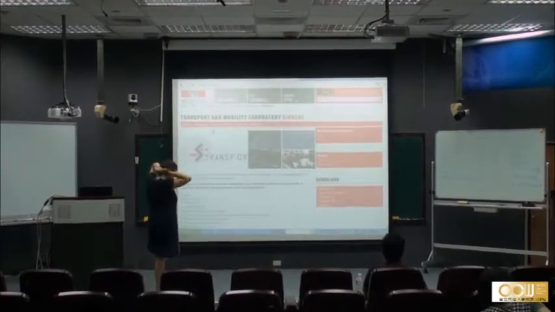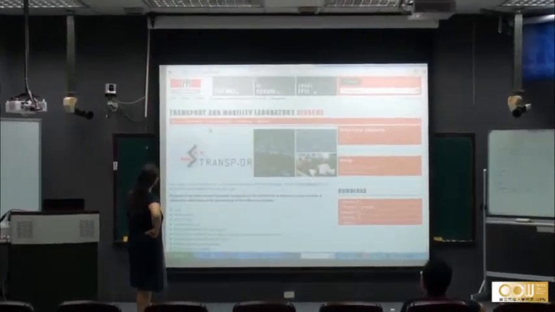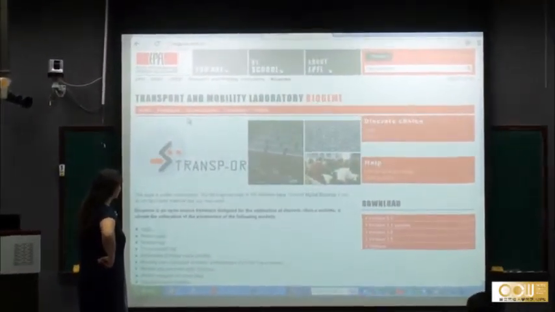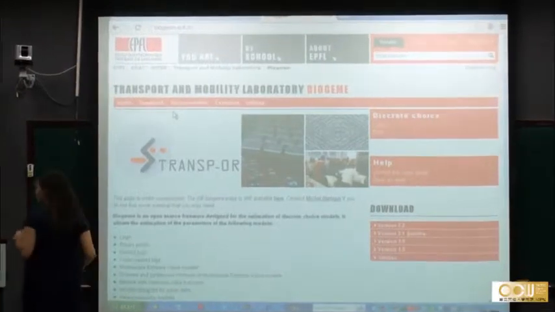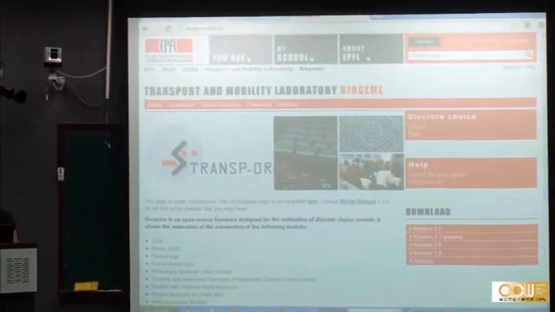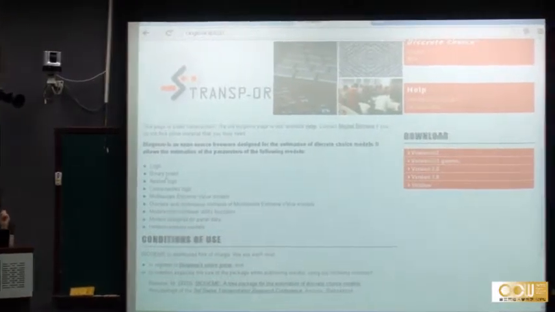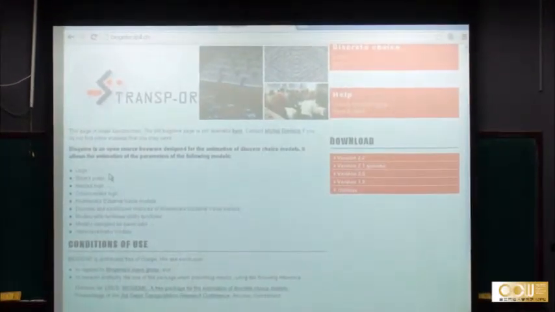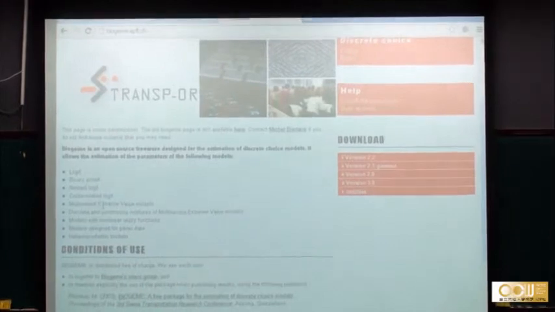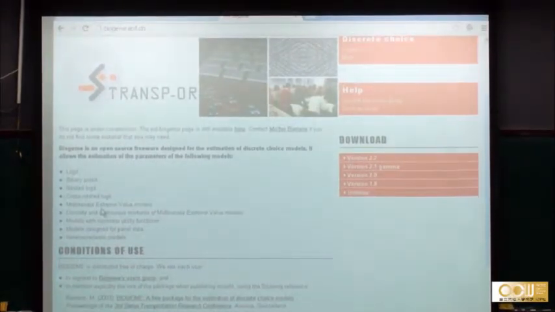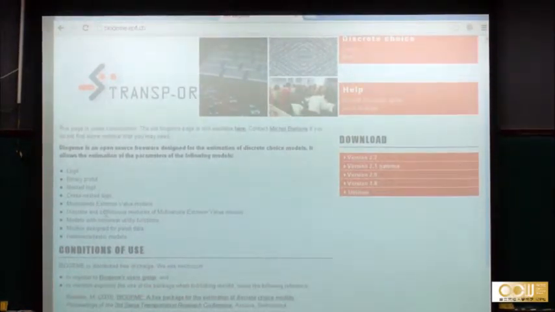This is the website from Michel. This is BIOGEME from EPFL. This is what he has. So there are different versions, but let's see what he claims it can do. It can do logit, binary problem. So I was right, just binary problem. Nested logit, cross-nested logit, multivariate extreme value models, discrete and continuous mixture of multivariate extreme value models.